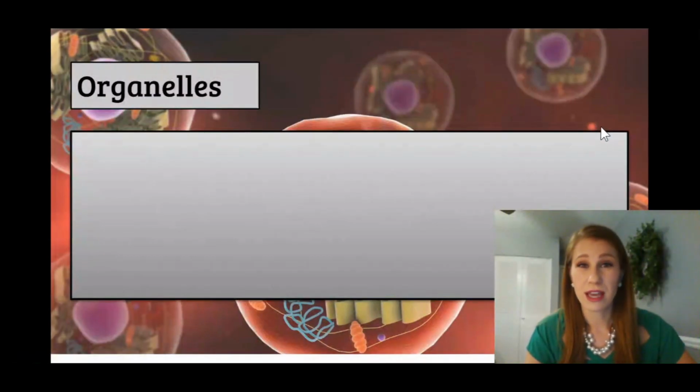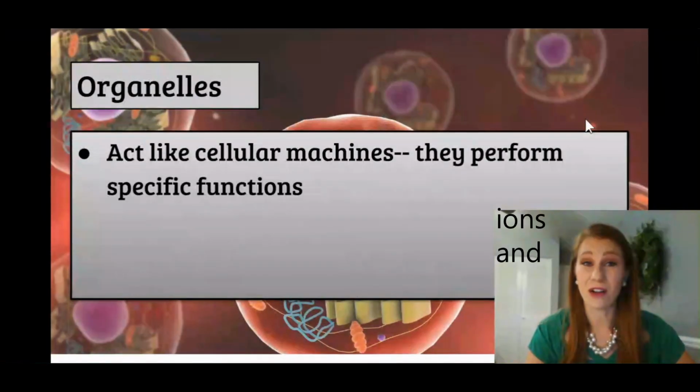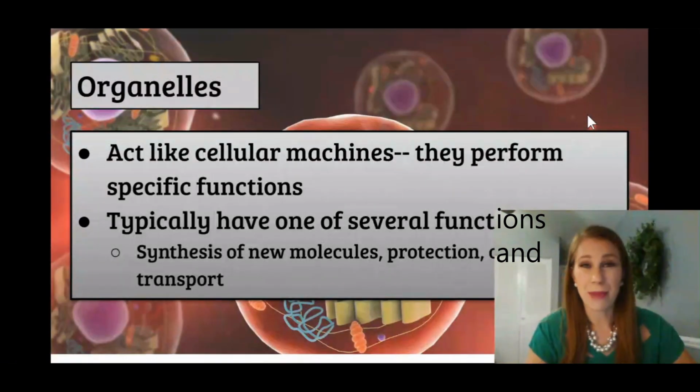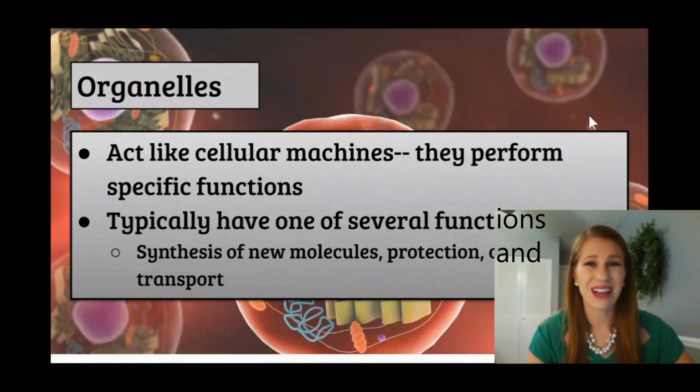Now organelles. There's something else we haven't spoken about quite so detailed yet. Organelles act like cellular machines. For lack of a better term, they perform some really specific functions in the cell. And those functions usually fall into a couple of categories. They may synthesize new molecules by making new molecules, they may protect the cell, they may help with storage of nutrients or wastes, or they may act as transporters and move important materials in and around the cell and out of the cell as well.